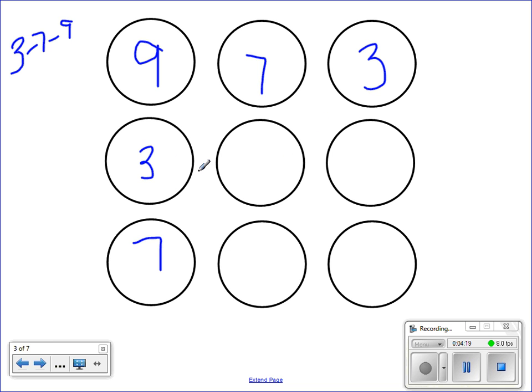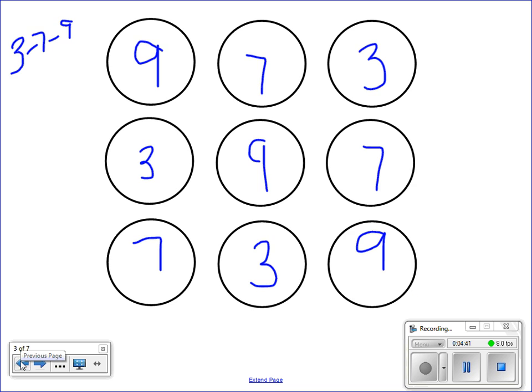Now look in the middle, looking sideways. Can it be a 3? No. Can it be a 7? No. So this one's got to be a 9. 3, 9, this one has to be 7. 3, 7, this one has to be 9. 9, 7, this one has to be 3. And that's how Sudoku puzzles work. They're based on logic. Again, they use numbers, but there's really not any math.